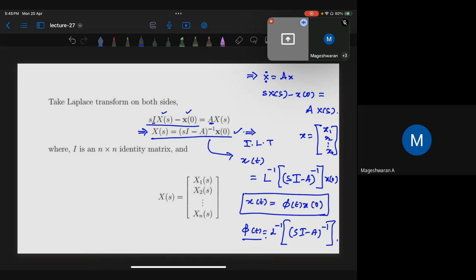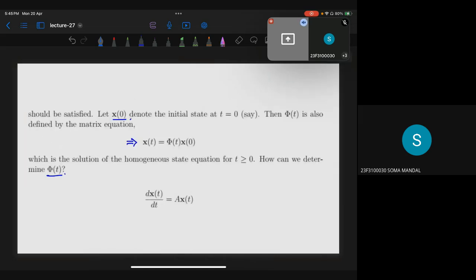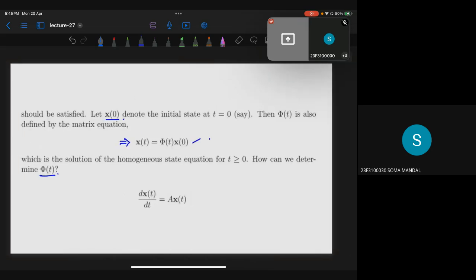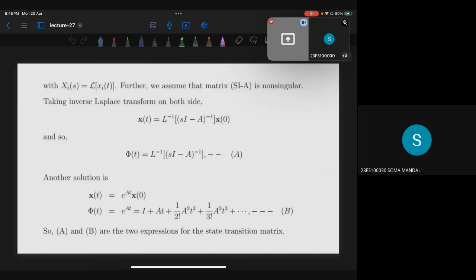Is it clear now how we got this phi of t? Clear? Yes, sir. So this is called the state transition matrix. This is what we have considered here. So this particular term is called the state transition matrix.